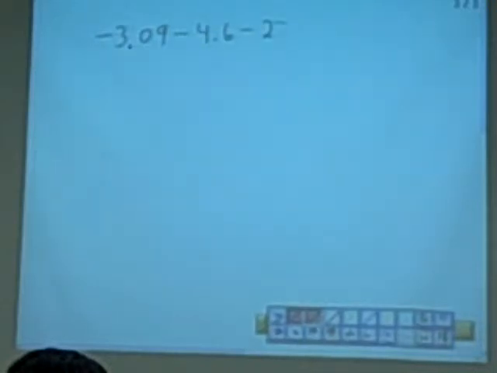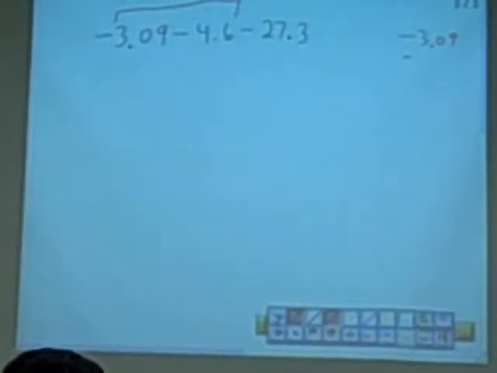And here we have a negative 3.09 minus 4.6 minus 27.3. Okay, let's start with the first two. Here we've got a negative 3.09 and a negative 4.6, and what are we doing? Adding or subtracting here?